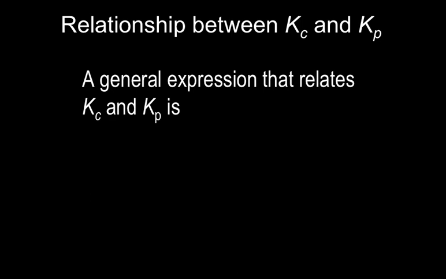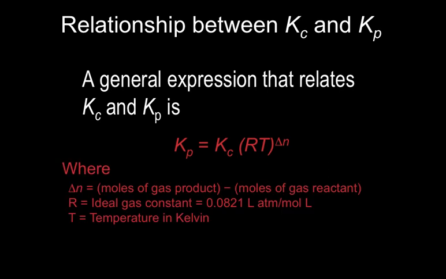You can also look at a relationship between Kc and Kp. So if you have a system that has gases in it, then you can compare a Kp to a Kc. Now sometimes they're the same depending on the reaction, but it is possible that they could be different. So when you use this expression, delta n is the difference in moles of gas of the products and moles of gas of the reactants. So you look at the coefficients there. R stands for the ideal gas constant because we're dealing with some gases here. So it's 0.0821 liter atmosphere per mole Kelvin. And then T is the temperature in Kelvin. So a lot of times if temperature is given in Celsius, you'll have to convert it to Kelvin.